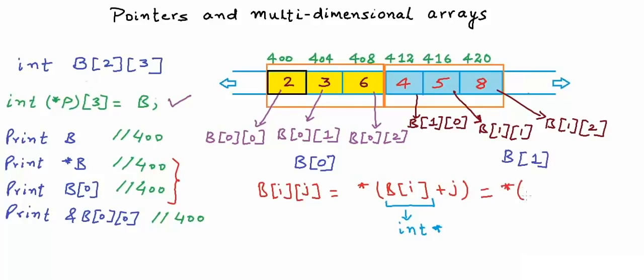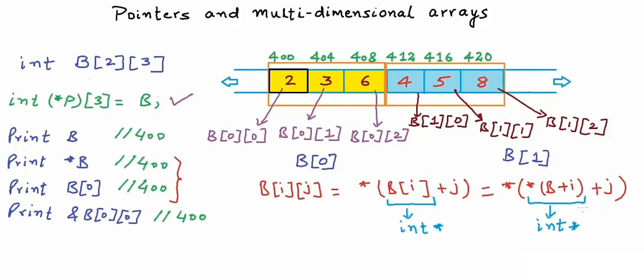Once again, Bi can be written as asterisk of B plus i. B is a pointer to one-dimensional array of 3 integers, so B plus i will also return us pointer to one-dimensional array of 3 integers, and dereferencing this particular expression will give us the one-dimensional array, and the name of a one-dimensional array returns us pointer to the first element in the array. So this once again will be pointer to integer. By now, if you clearly understand how all the pointer arithmetic and dereferencing is happening in these expressions, then it's not very difficult to understand how things will be for, say, a 3-dimensional array.